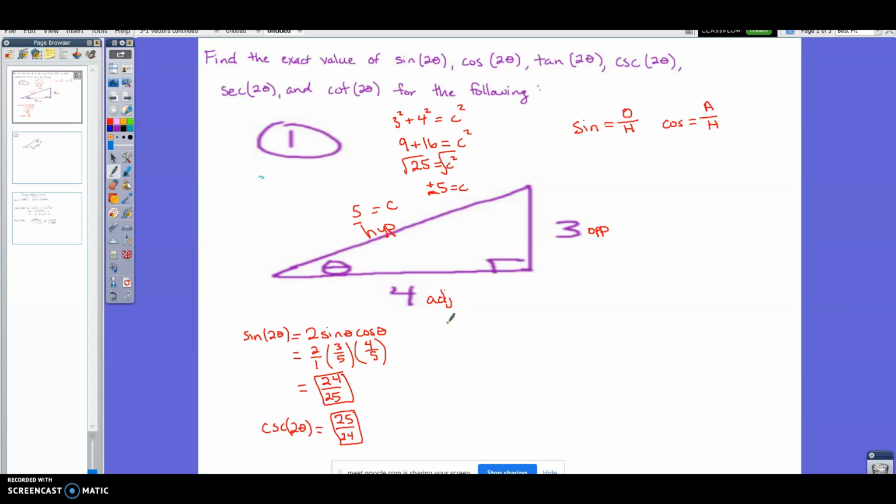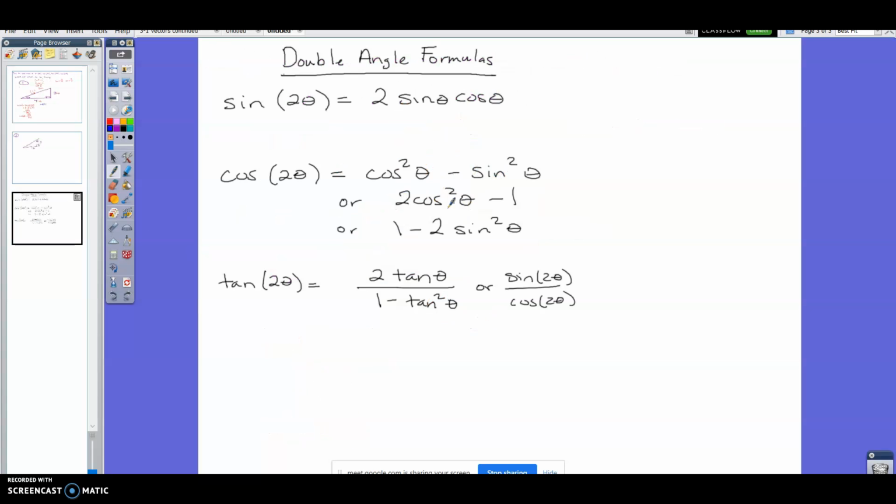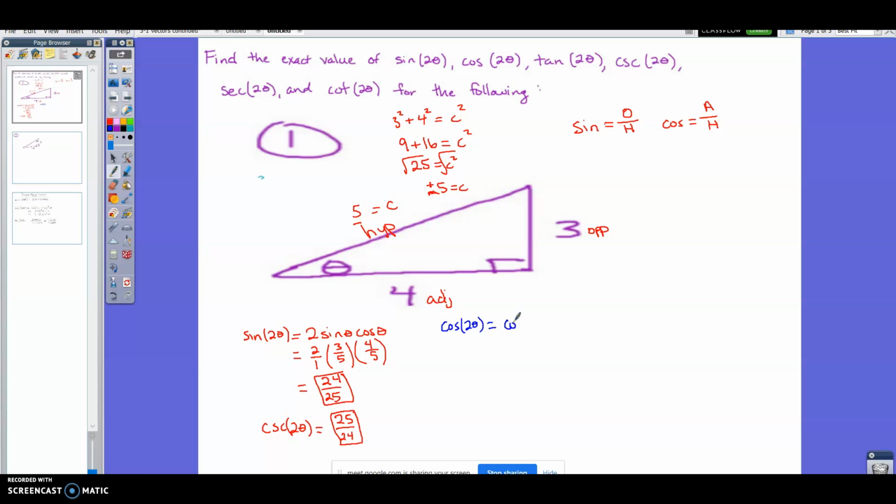Now we're going to find the cosine of 2 theta. For this one, there are really 3 different formulas that we can use. It doesn't matter which one we use. I'm just going to use the first one here, cosine squared minus sine squared. So we want to fill out the cosine with the cosine of our triangle, and we need to square it because we have a square here. And we're going to fill out our sine and also square that.